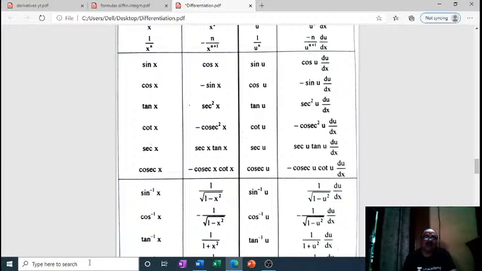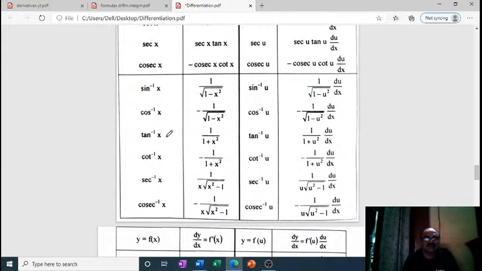Cos x, which is minus sin x. Cos u gives minus sin u into du by dx. Tan x gives secant square x, cot x gives minus cosecant square x, secant x gives secant x tan x, cosecant x gives minus cosecant x cot x.